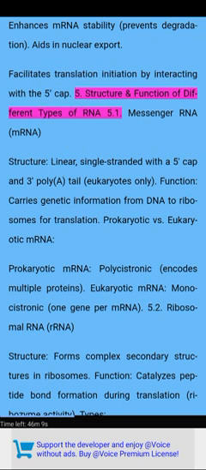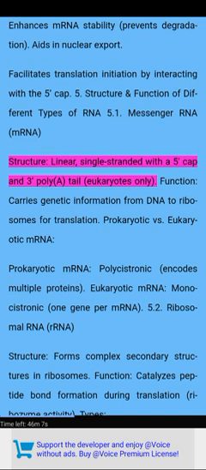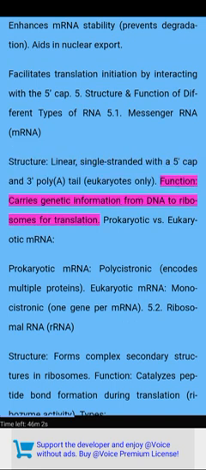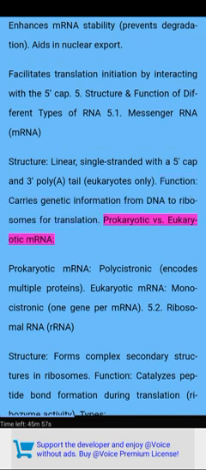5. Structure and function of different types of RNA. 5.1. Messenger RNA (mRNA). Structure: linear, single-stranded, with a 5' cap and 3' poly-A tail in eukaryotes only. Function: carries genetic information from DNA to ribosomes for translation. Prokaryotic versus eukaryotic mRNA: prokaryotic mRNA is polycistronic, encoding multiple proteins. Eukaryotic mRNA is monocistronic, one gene per mRNA.